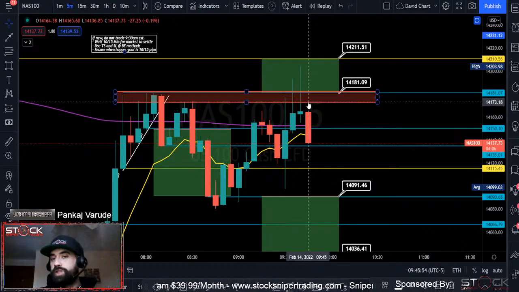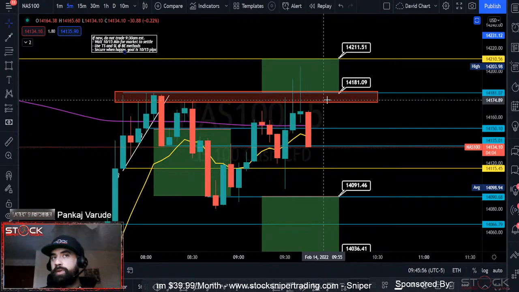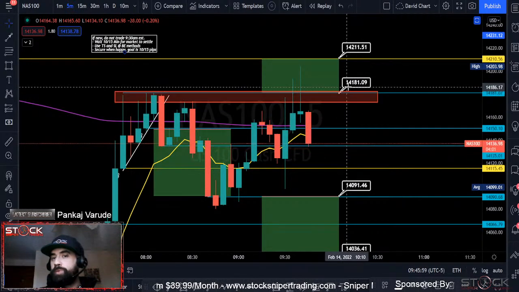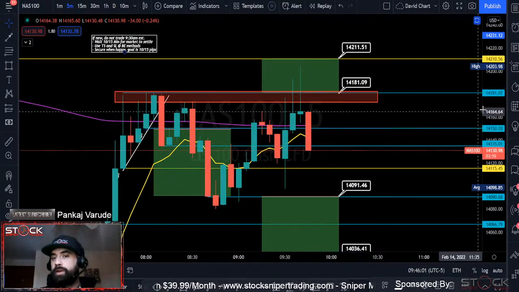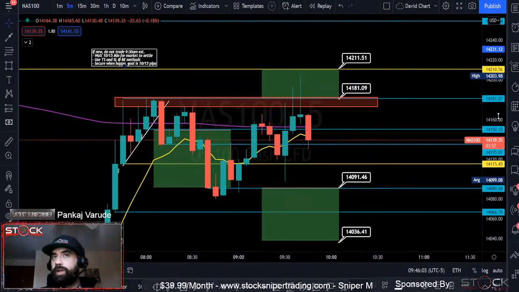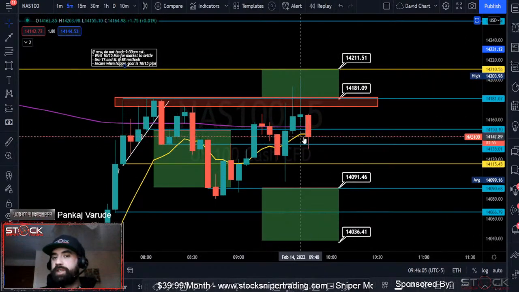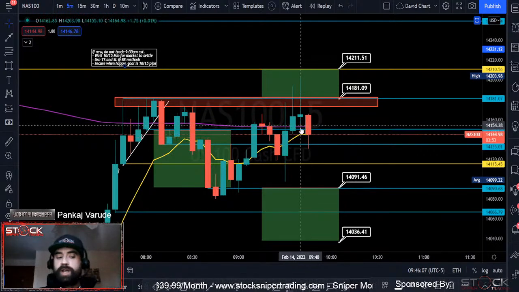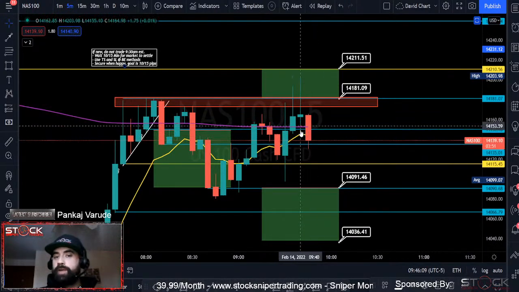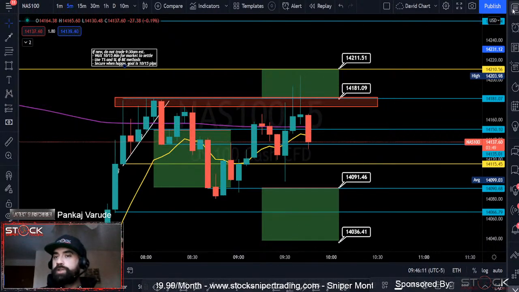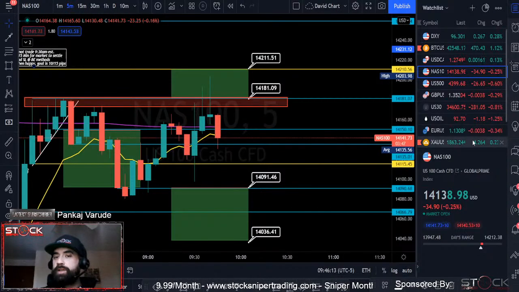You can see that they're closing below, all right? You're closing below that 14181, all right? Closing below the 14181. Now you can start to see that it's right around this moving average, okay? Anything around the moving averages, it's going to be a little bit of slow movement. Let's go check out US 30 for 1 second, all right?